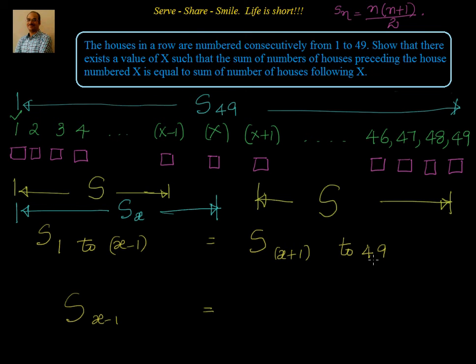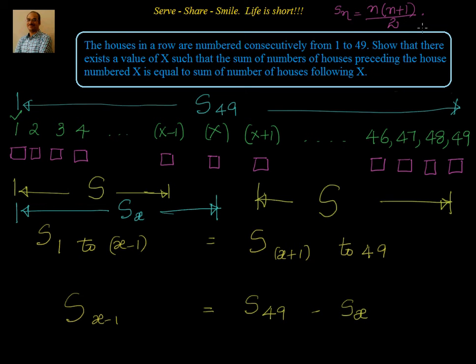So I can write the sum of x plus 1 to 49 as the sum of 49, all 49 terms, starting with 1, subtract the sum from 1 to x. When I subtract it, I am left with only the sum from x plus 1 to 49. So that is nothing but S of 49 minus S of x.